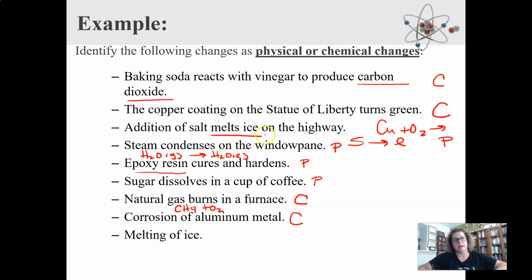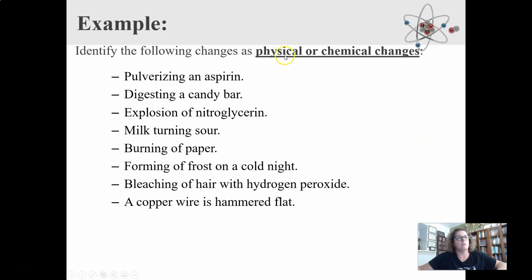Melting ice, okay, a little repeat up here on this third one. Melting ice, you have that solid water and we are melting it, so I'm going to that liquid phase. So definitely still a physical change. And a couple others on here too. If you want to pause it, try some first and then check your answers. You're more than welcome to.